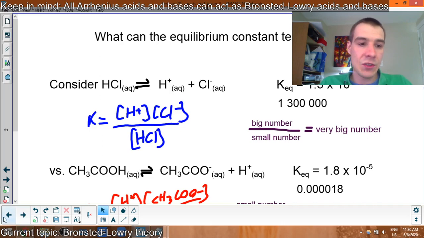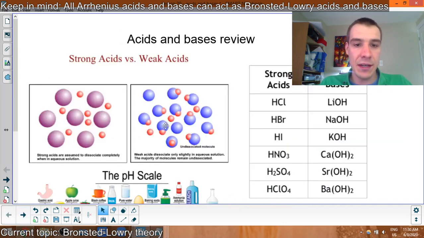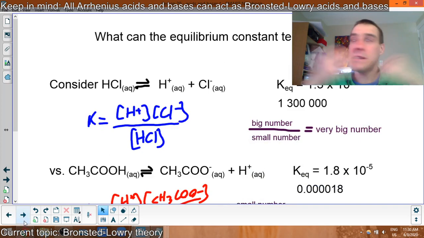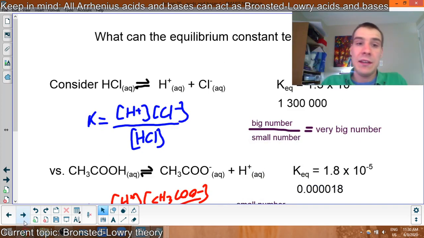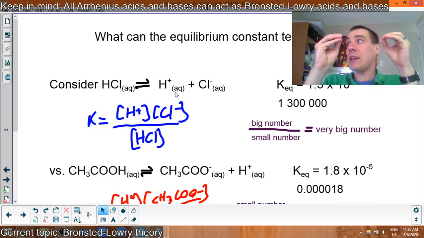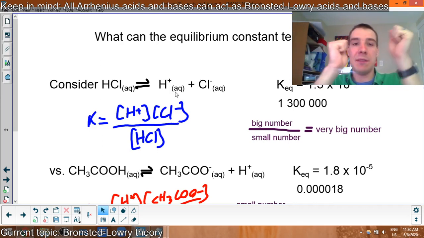First, though, let's talk about that strong acid, strong base stuff. Strong acid and weak acid, strong base, weak base. Fully dissociated versus partially dissociated sure sounds like an equilibrium concept, doesn't it? And it is. Right? HCl will dissociate into H+ and Cl- in water, but there's nothing stopping that H+ and Cl- from coming back together. They're positively and negatively charged.